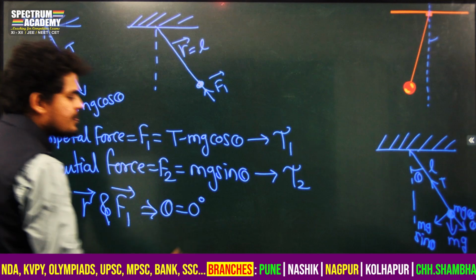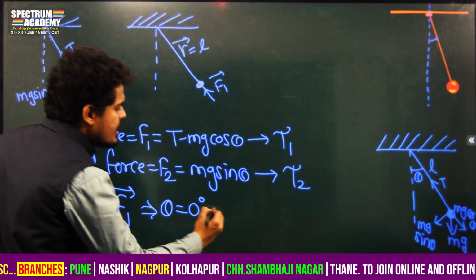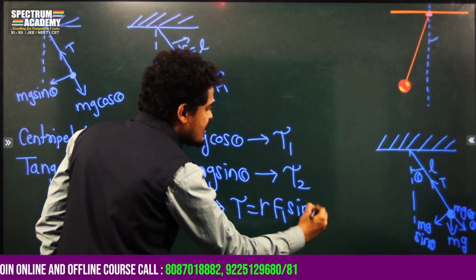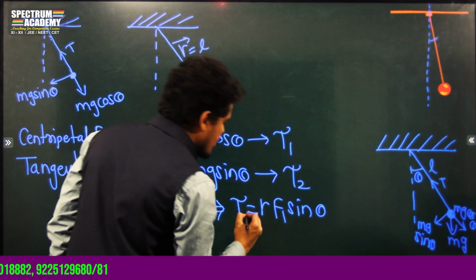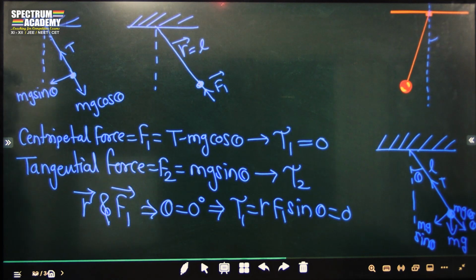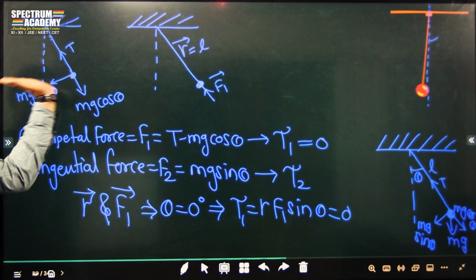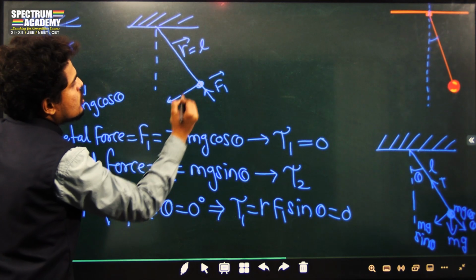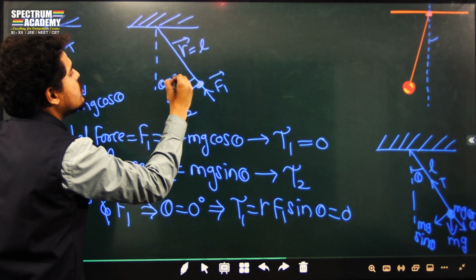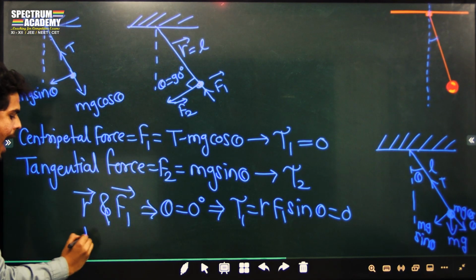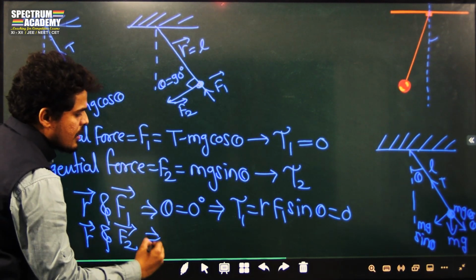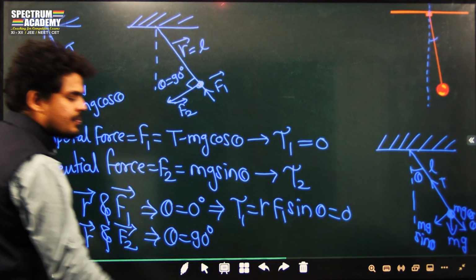Theta is 0 degree. So the torque here is R F1 sin theta. As theta is 0, sin 0 is 0. So torque tau 1 is 0. The second one is the force F2, which is in the tangential direction like this. The angle between R bar and F2 bar is theta equals 90 degree.